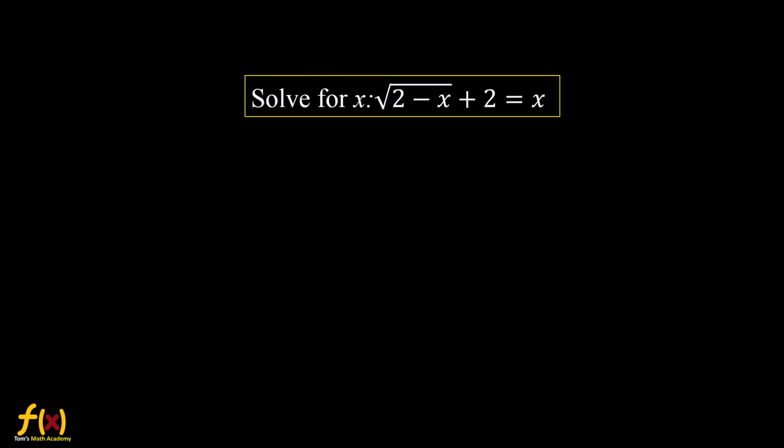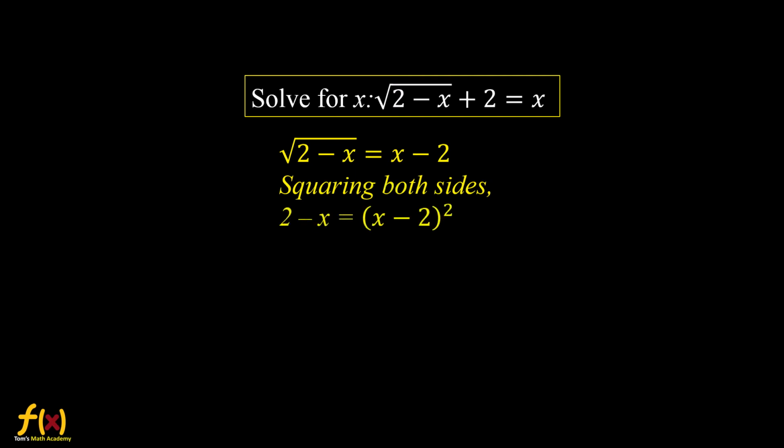One more question with square root. Square root of 2 minus x plus 2 equal to x. We know the method now. Root of 2 minus x on the left hand side, and the right hand side is x minus 2. Squaring both sides, we get 2 minus x equal to x minus 2 whole square.